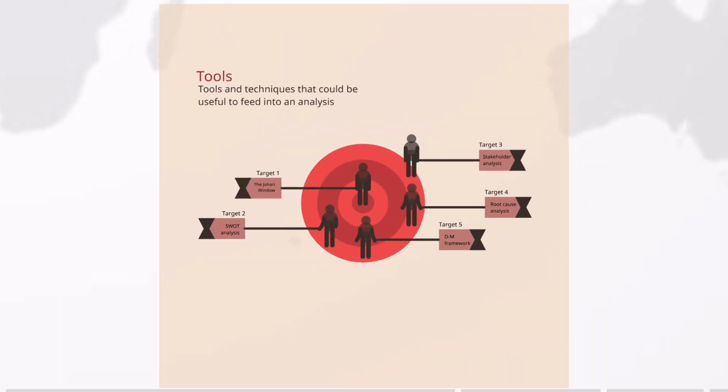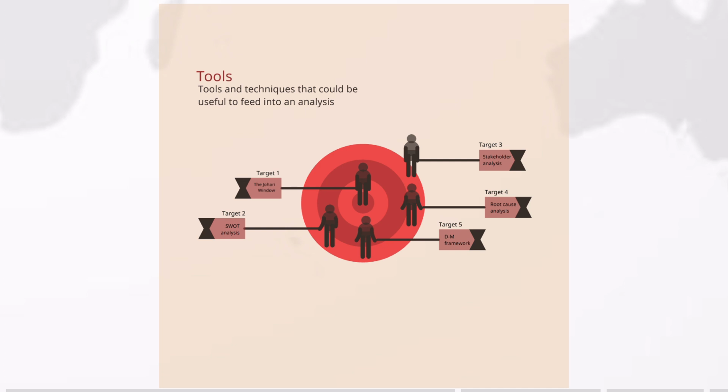The 4 ways of seeing is a powerful framework for understanding and analyzing human behavior and communication, but it is not the only tool in your toolbox. Here are a few other techniques and approaches that can be useful to feed into this analysis. First is the Johari window, a model for understanding how people perceive themselves. By identifying what is known and unknown about ourselves and others, we can gain a better understanding of our own strengths and weaknesses, as well as improve our communication with those around us.